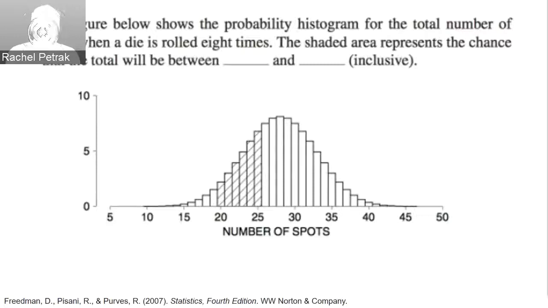The figure below shows the probability histogram for the total number of spots when a die is rolled 8 times. The shaded area represents the chance that the total will be between 20 and 25. That's right. This is inclusive, so it's going to include 20 and 25, and you can see that it starts here at 19.5 and proceeds.